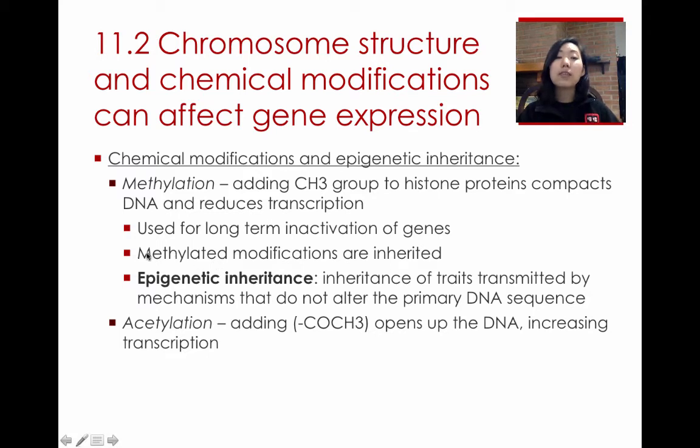And what's interesting is that these methylated modifications can be inherited. A better example would be if one of your cells has genes that are methylated, then every time that cell divides and has further daughter cells, all of those daughter cells will have the same methylations, and so the same set of genes will not be expressed. And this is called epigenetic inheritance. This is when the traits are inherited, but they're traits that are affected by these modifications and not by changes in the direct DNA sequence.